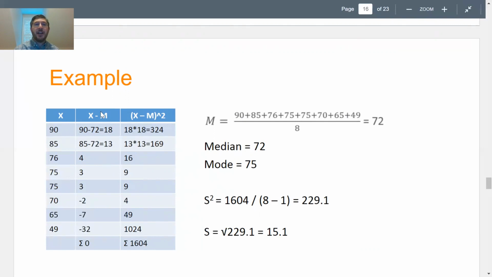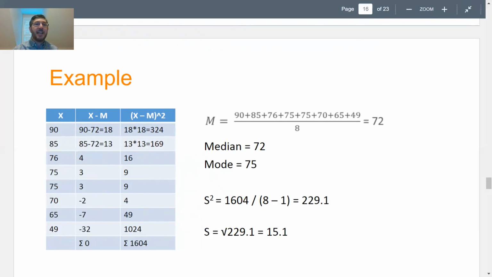If we want to calculate the variance or the standard deviation, we take each score, 90, subtract it from the mean, 72, and so we have 18. 90 minus 72 is 18. 85 minus 72 is 13. 76 minus 72 is 4. 65 minus 72 is negative 7. You notice if we sum all these deviations from the mean together, we get 0. That's the property that the sum of deviations from the mean equals 0.